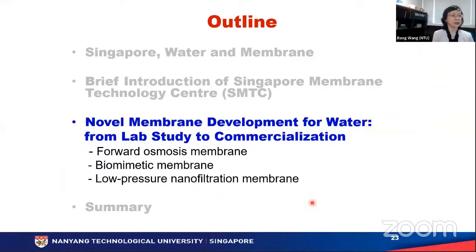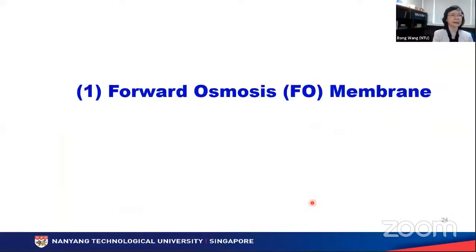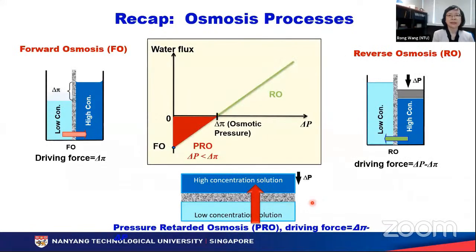Now, I'd like to show you three examples of how we develop novel membranes from laboratory study and then scale up. First, I will talk about forward osmosis membranes. We know that seawater desalination using membrane technologies is the reverse osmosis membrane process. We need to apply external hydraulic pressure to push the water flow from the seawater and then we get clean water. It means external pressure has to overcome the osmotic pressure of the seawater.